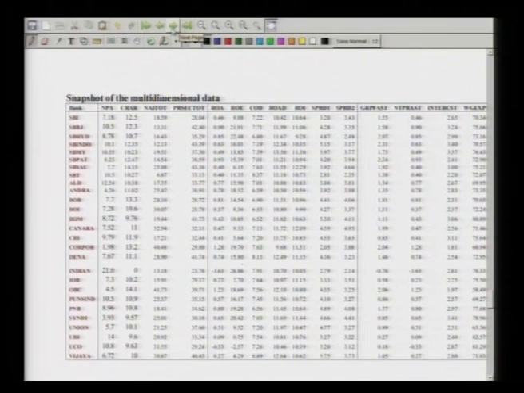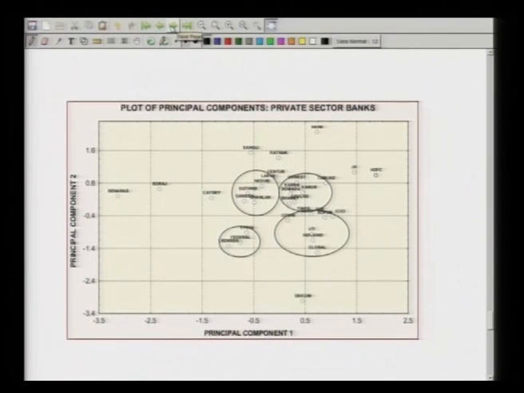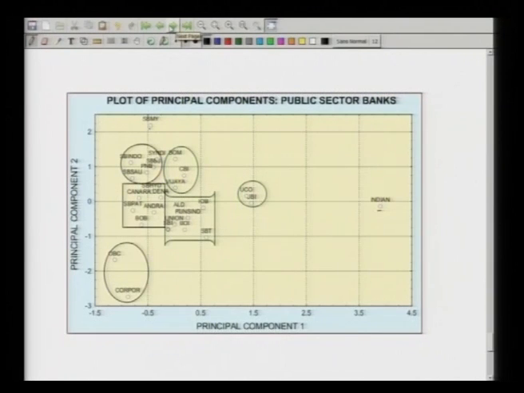So, this exercise can be repeated for the whole banking industry of the Indian economy if you combine the private sector and public sector banks and then project the whole data. But for this, we were mainly interested in the analysis where we were comparing the different sectors within themselves, and hence we obtained this sort of plots.